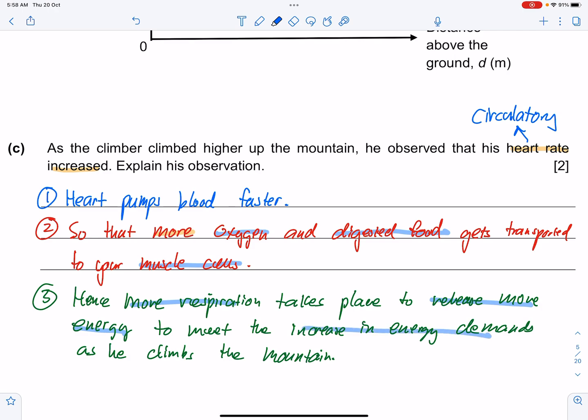So this part over here, you can use the whole thing. Please remember to change the activity. So if you're talking about running, then you change this part to running. If it's talking about something else, you change this part to something else.